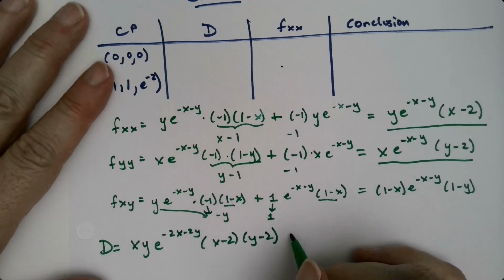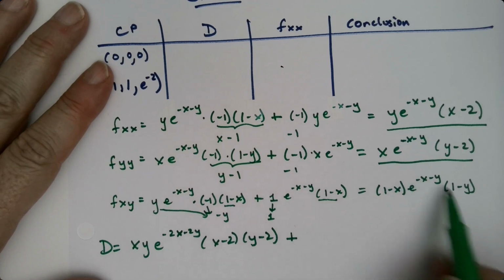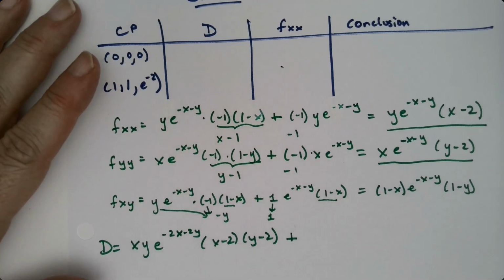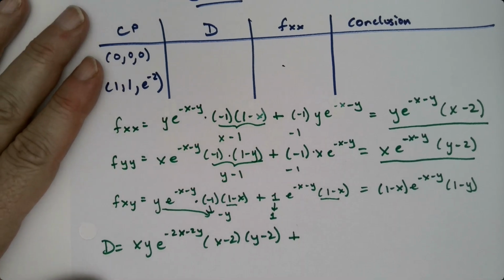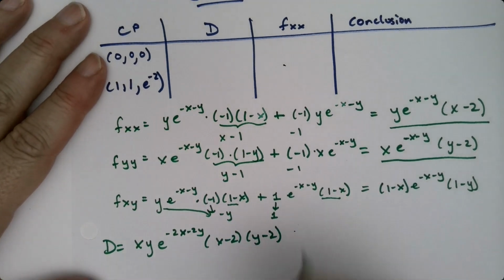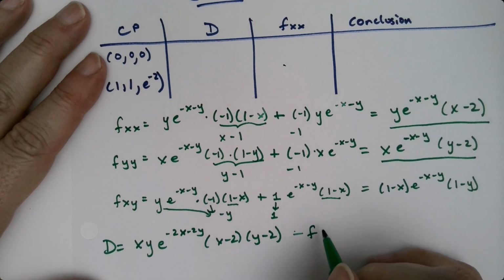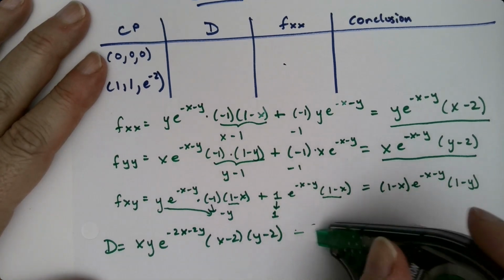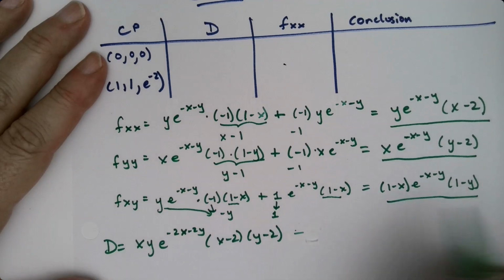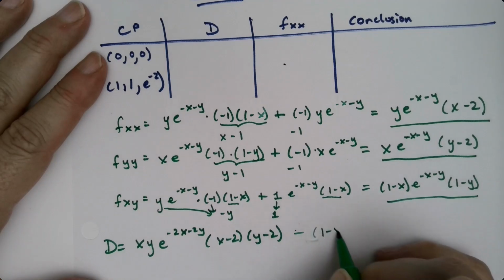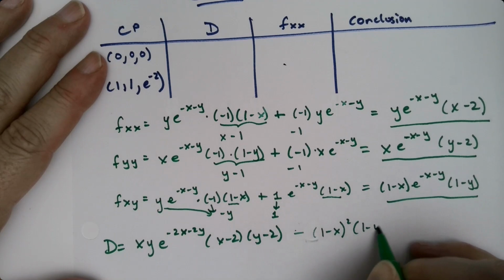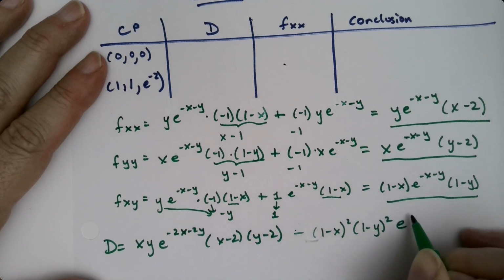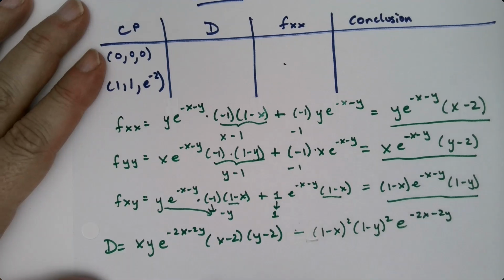plus this guy squared. Oh, I mean minus. It's minus fxy squared. Sorry. So minus fxy squared, which would be minus this guy squared. So minus 1 minus x squared, 1 minus y squared, e to the negative 2x minus 2y.